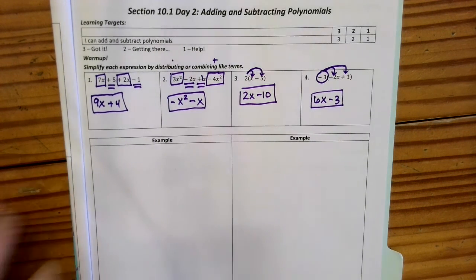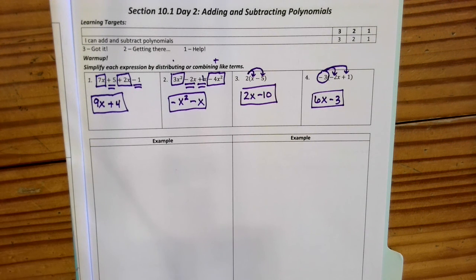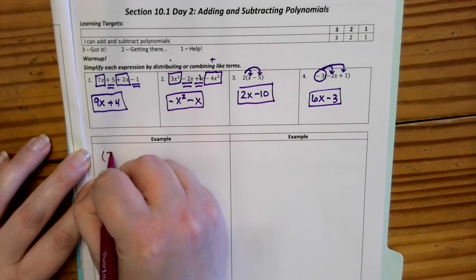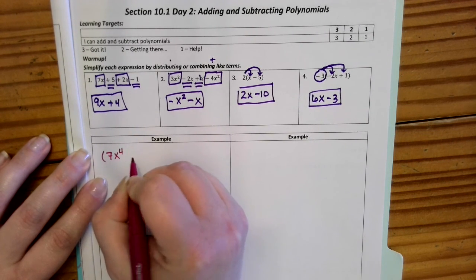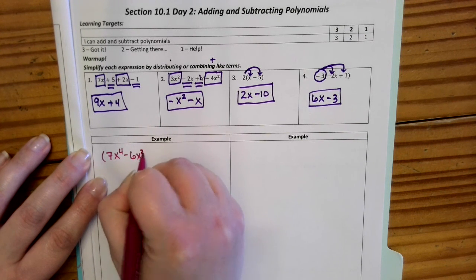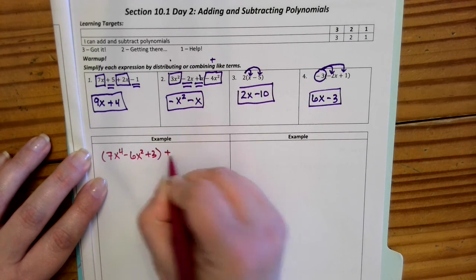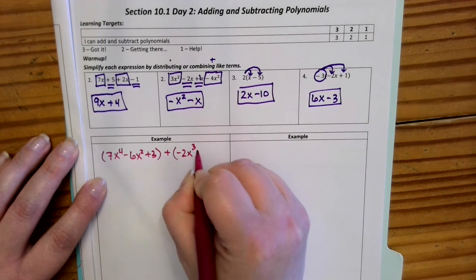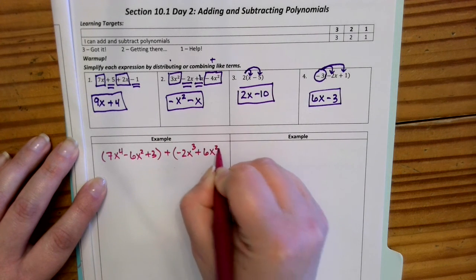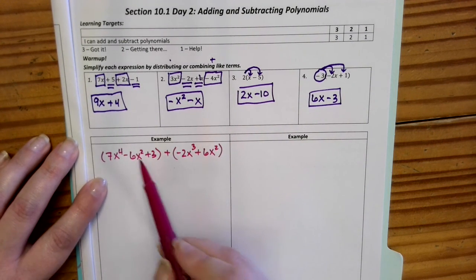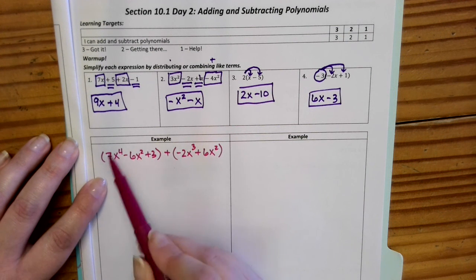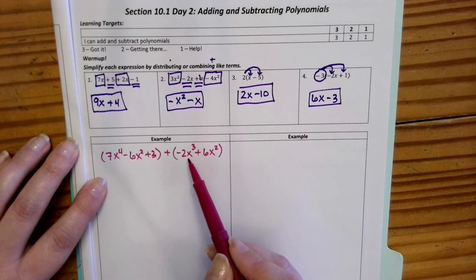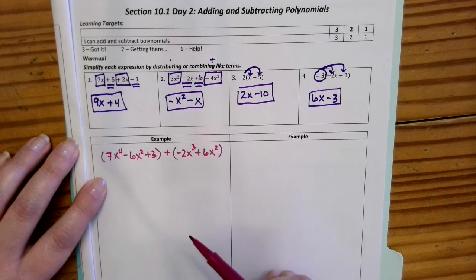All right, so I'm going to give you an example here where we're going to do some adding. So our first polynomial is going to be 7x to the fourth minus 6x squared plus 3. And the second polynomial that we have is negative 2x to the third plus 6x squared. So I have this right here is a quartic trinomial, right? It's got a degree of 4 and it's got 3 terms. And then here I have a cubic binomial. So I'm going to take these two polynomials and add them together.